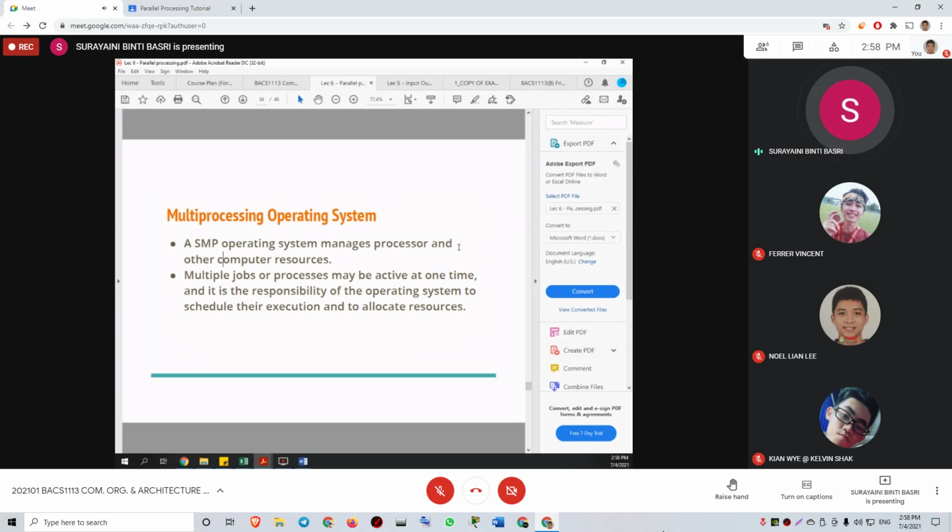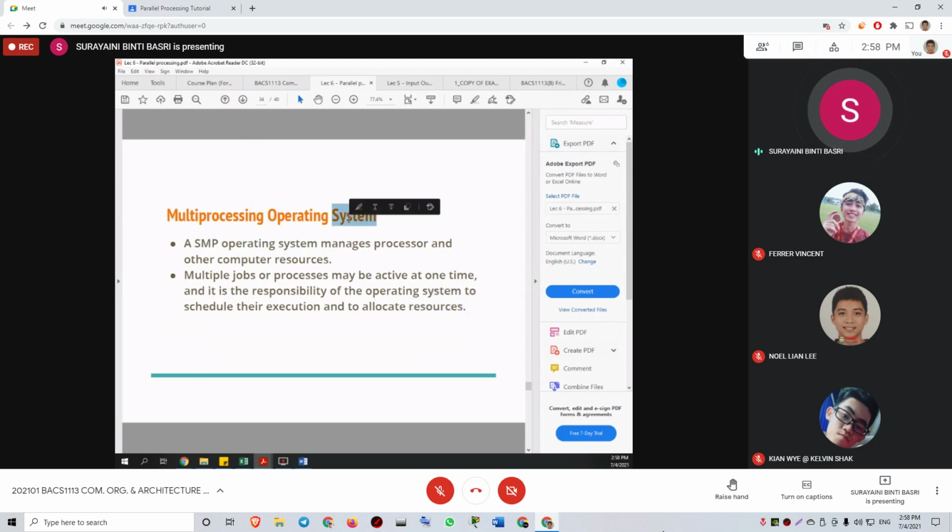It manages the processor and other computer resources. So multiple jobs or processes may be active at one time, and it is the responsibility of the OS to schedule their execution and to allocate resources.